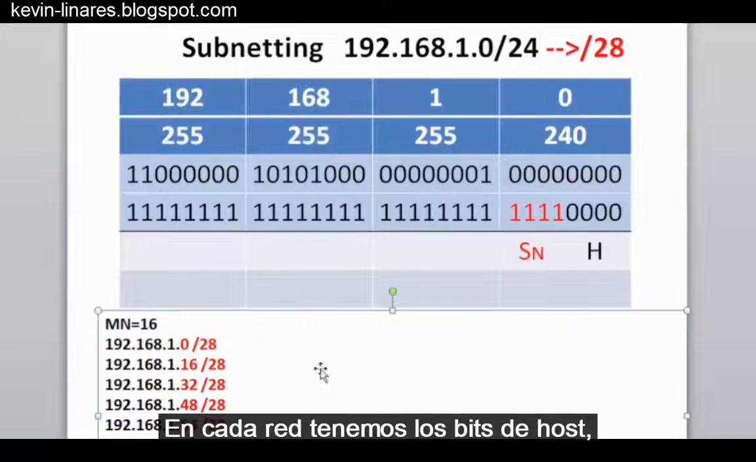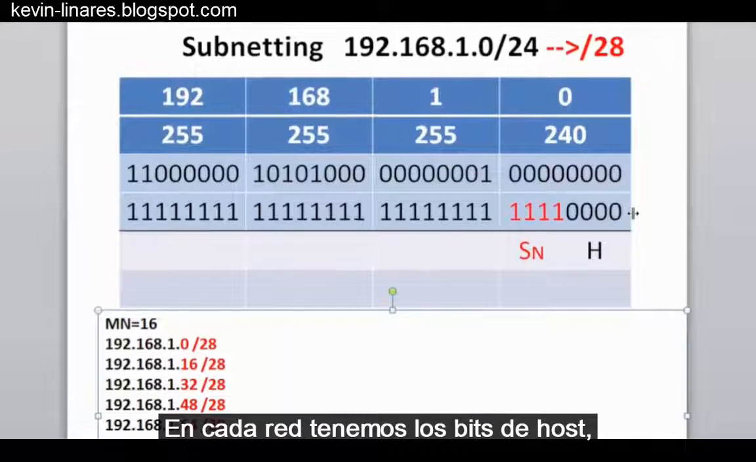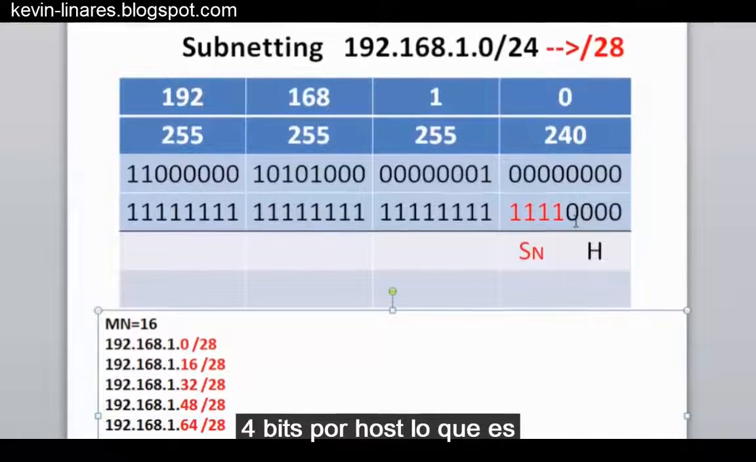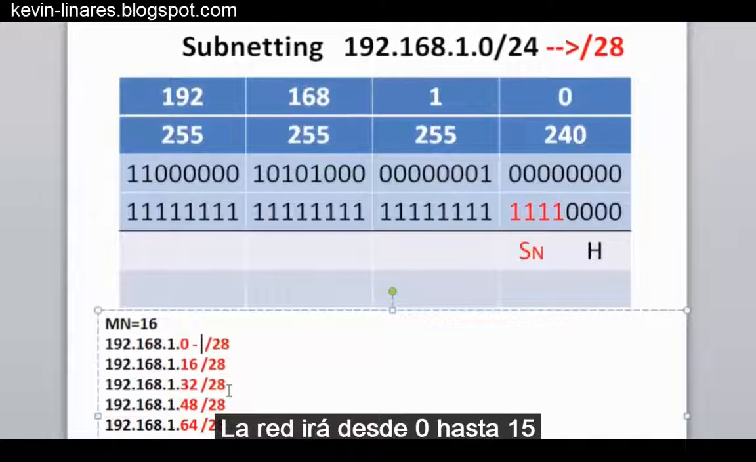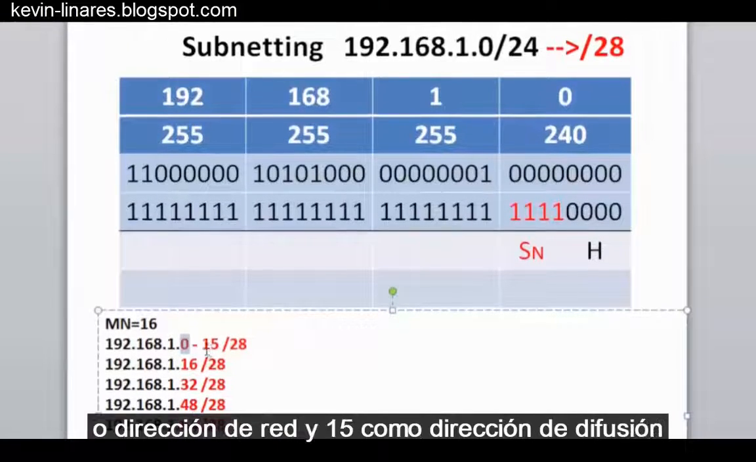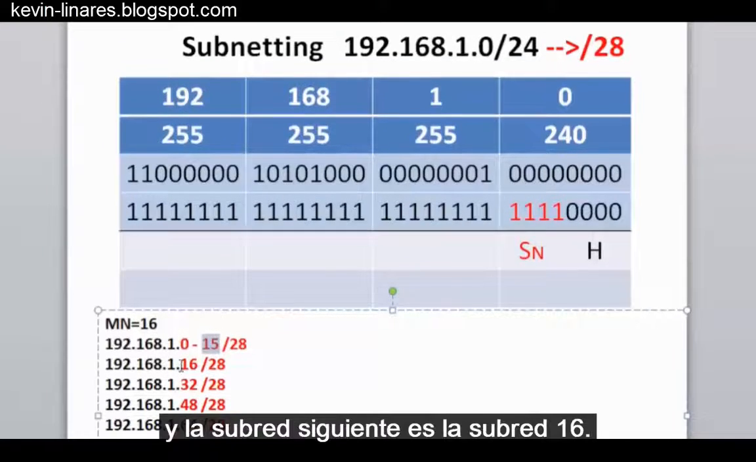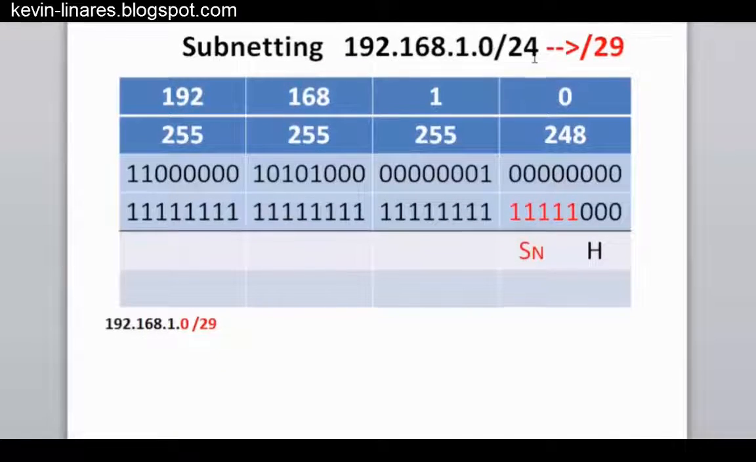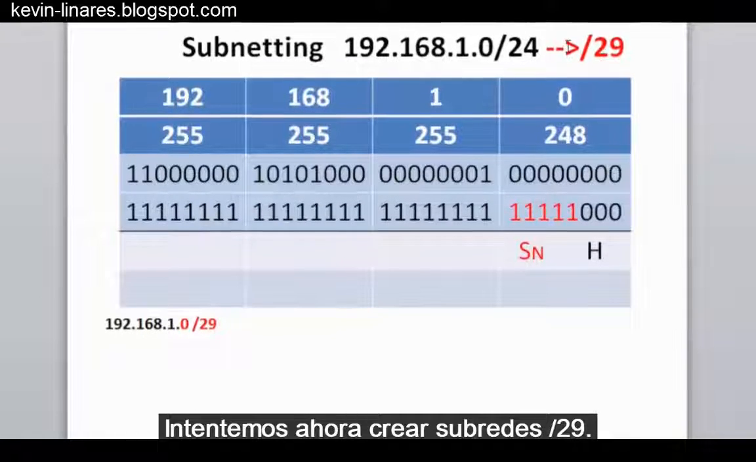In each network, we have the host bits, 4 bits for hosts, which is also 2 to the 4th power of 16. So the network will go from 0 up to 15 with 0 being the subnetwork address or network address, and 15 being the broadcast address, and the next subnet is the 16 subnetwork. Now let's try creating /29 subnets.